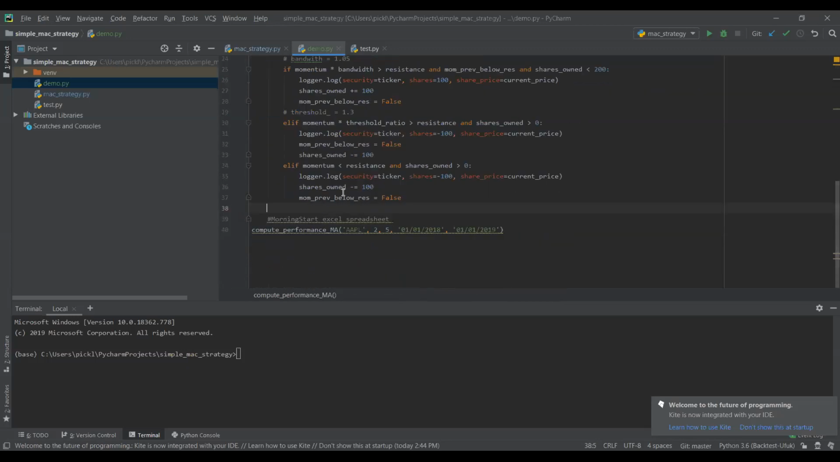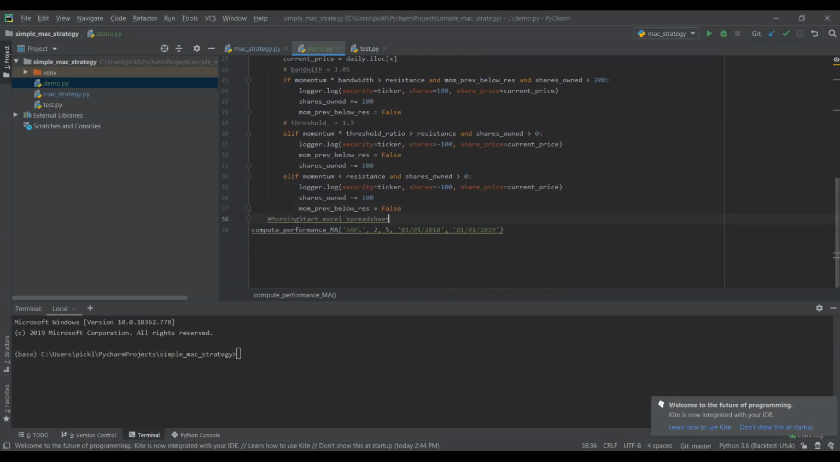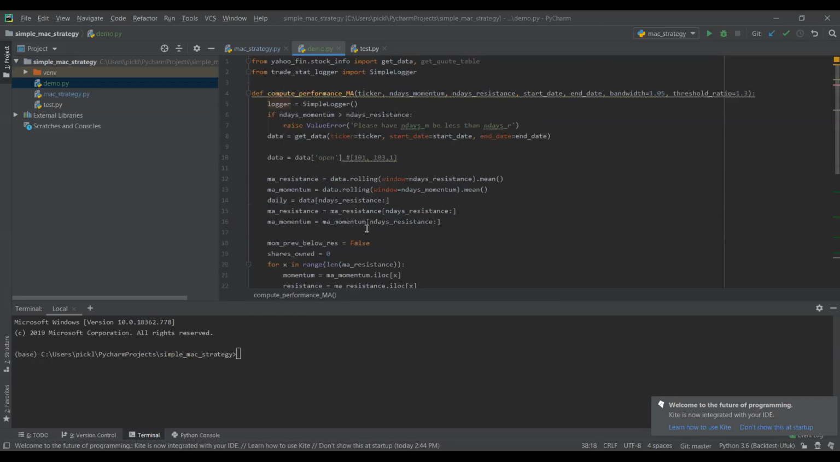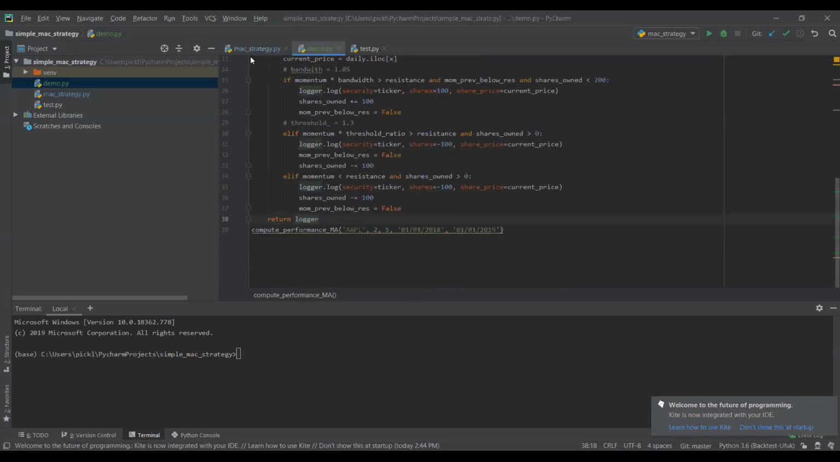Okay, so now we have a strategy. Let's test this baby out. Oh shoot, I forgot to return the logger. So we want to have the logger object because it stores all the information.